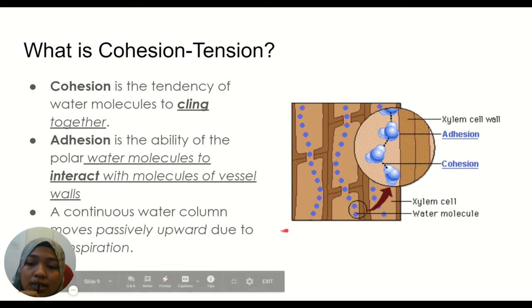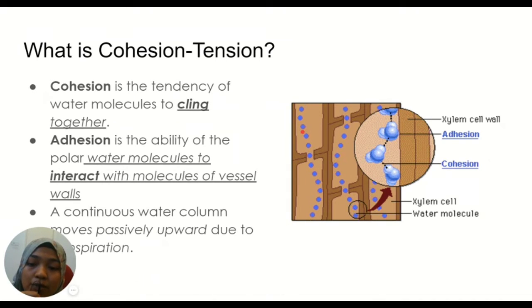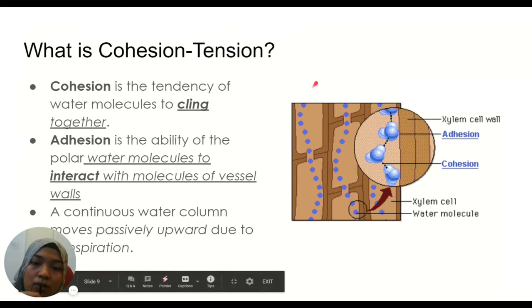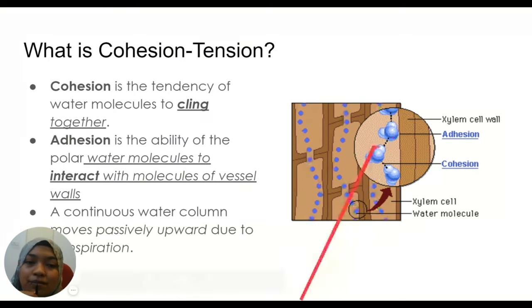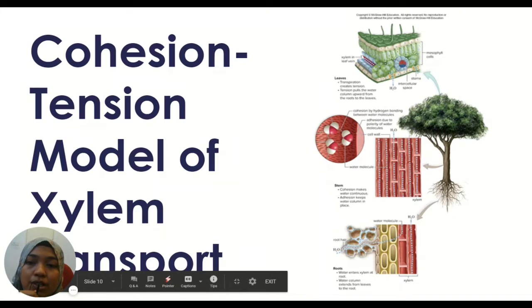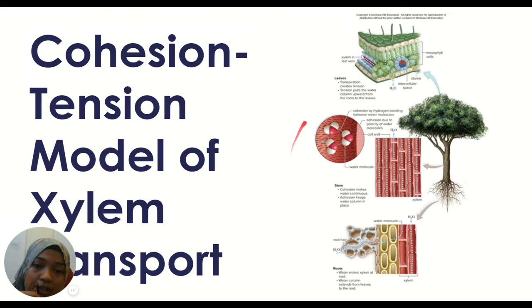So as you can see, it is a passively continuous upward flow. This is believed to be due to the transpiration. All of this water will flow to the leaves. I will continue on explaining the cohesion-tension model of xylem transport.